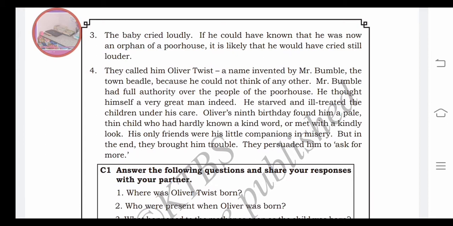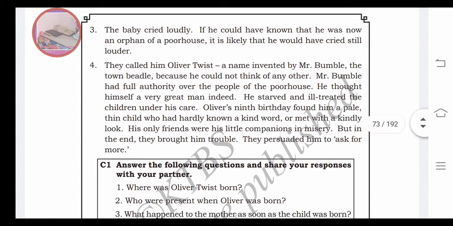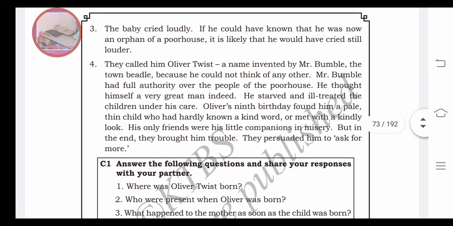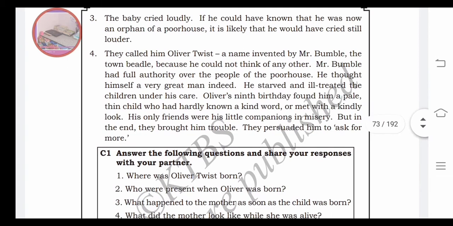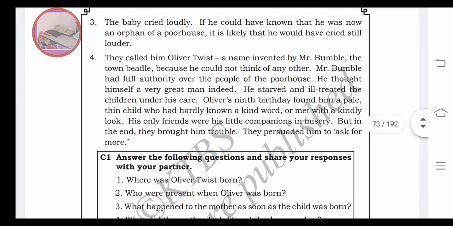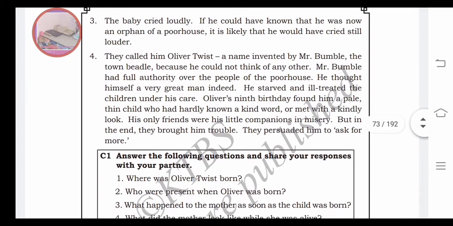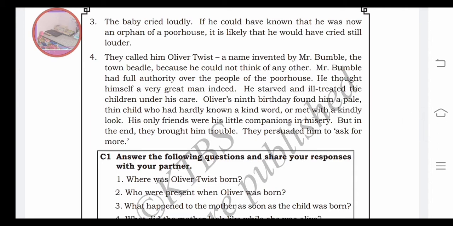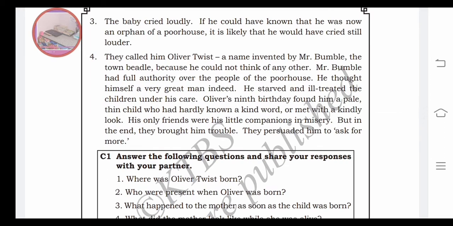Oliver's ninth birthday found him a pale, thin child who had hardly known a kind word or met with a kindly look. His only friends were his little companions in misery. But in the end, they brought him trouble. They persuaded him to ask for more. So here is the main phrase: ask for more. In this lesson, they gave a name, Oliver Twist, like in an orphanage, you can say, the poor house. That name was given by Mr. Bumble. Who was Mr. Bumble? Mr. Bumble used to take care of those children who had lost their parents.